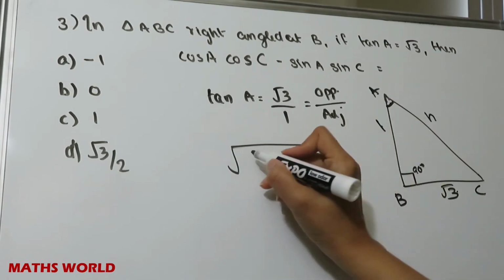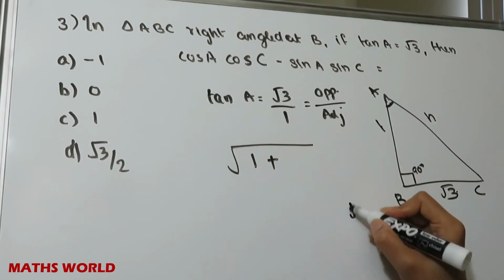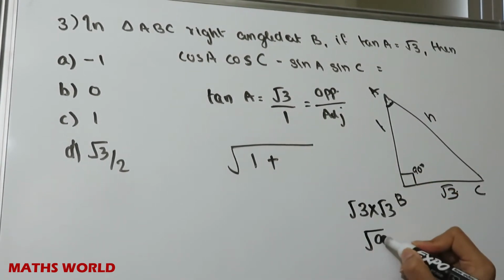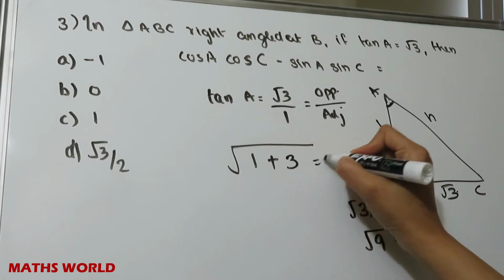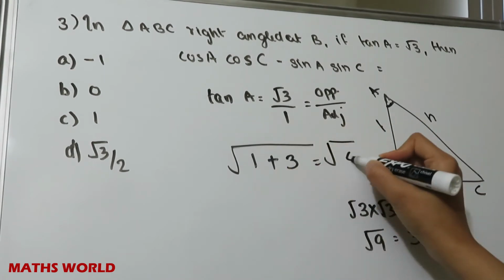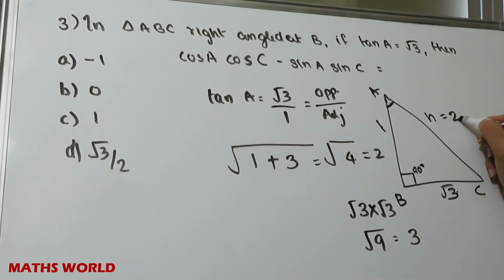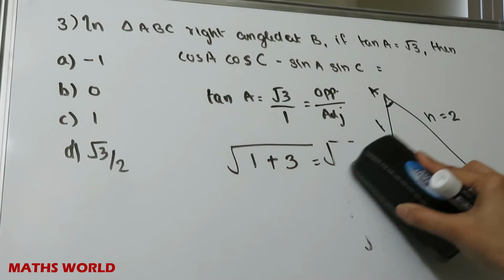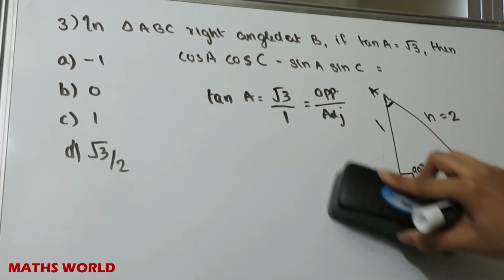Hypotenuse is equal to the square root of 1 square plus root 3 square. Root 3 square means root 3 into root 3, which is 3. 1 square is 1, root 3 square is 3. That is equal to the square root of 3 plus 1, which is 4. Root 4 is equal to 2. So the hypotenuse is equal to 2. By using the Pythagoras theorem, we got the value of AC equal to 2.